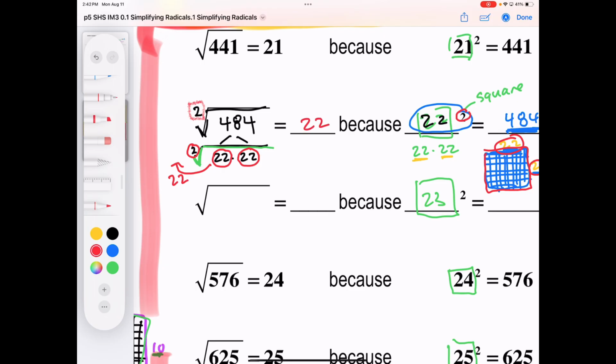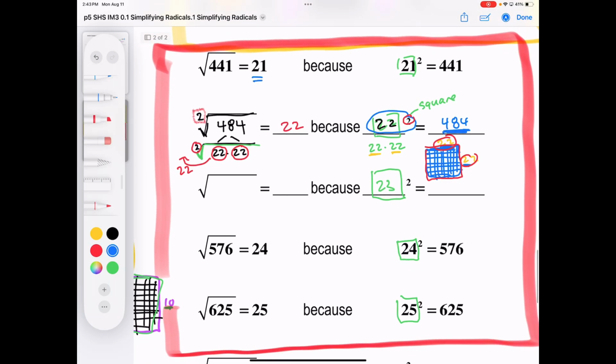Okay, let's try the next line. Class 21, 22, this one's gonna be what? 23. So 23 squared is equal to, tell me your answer, 529. Right? I want you to know that 23 squared is 23 times 23.